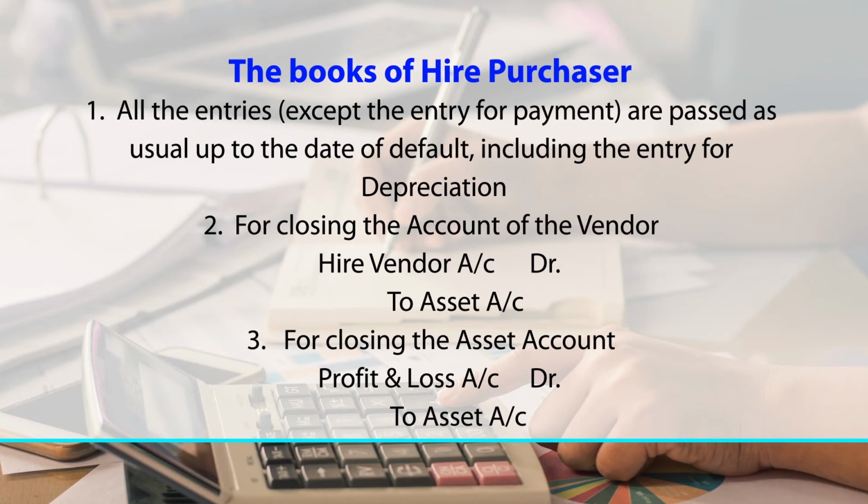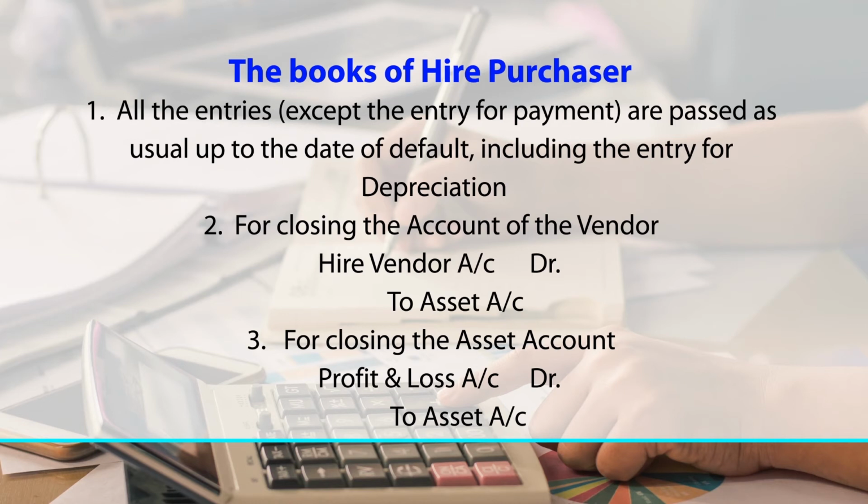So, this was all in the books of the hire vendor. Now, in the books of the hire purchaser, what sort of journal entries will the hire purchaser make? Again it is very simple: all the entries except the entry for payment are passed as usual up to the date of default. So, up to the date of default, all journal entries which were supposed to be passed in the books of the hire purchaser will remain the same. We write except the entry for payment because the hire purchaser is making the default, he is not making the payment.